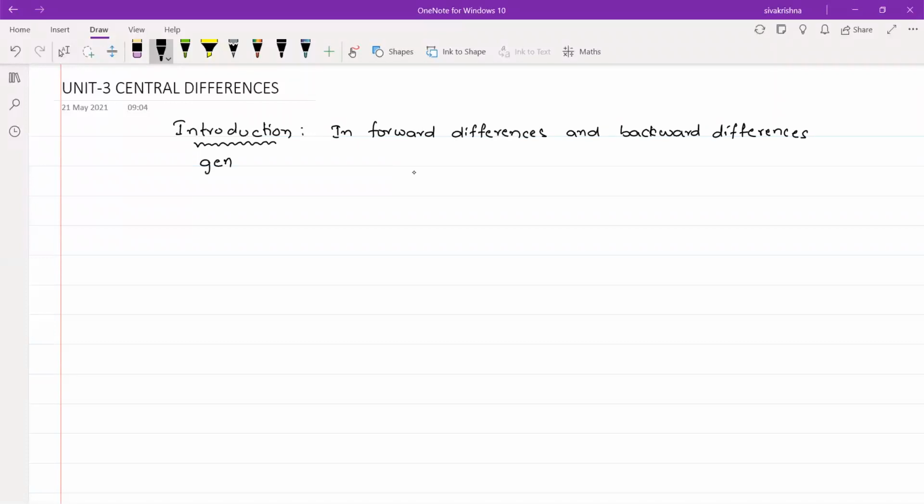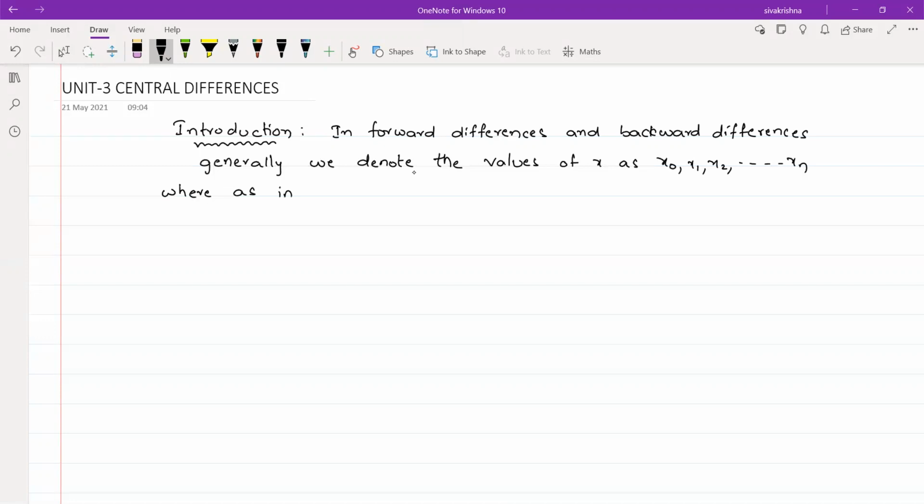generally we denote the values of x as x0, x1, x2, and so on up to xn. Yes, in Newton's forward difference formula, Newton's backward difference formula, Newton's divided difference, or in Lagrange's interpolation formula. It means in both unit 1 and unit 2, generally we denote the values of x as x0, x1, x2 and so on xn.